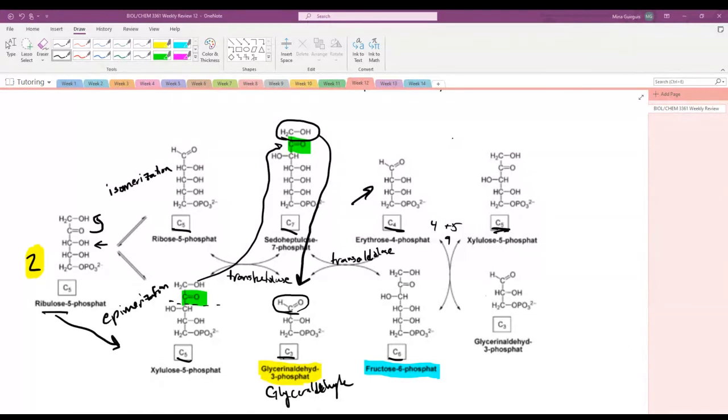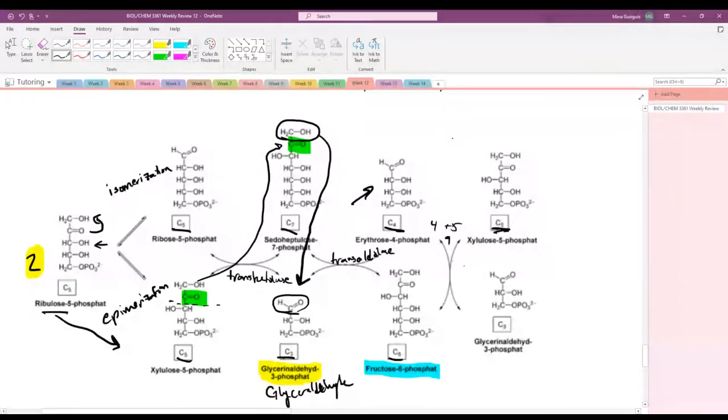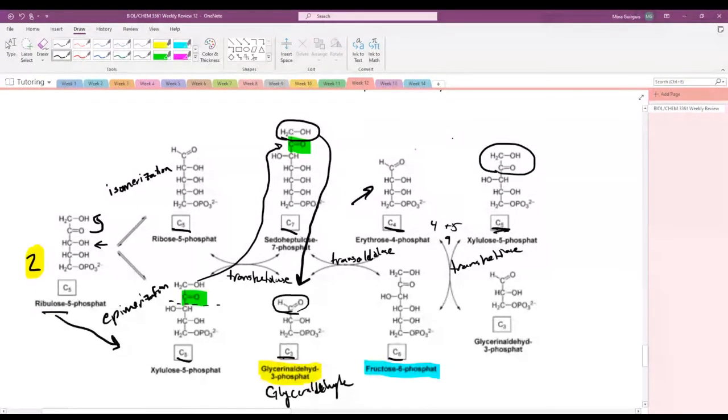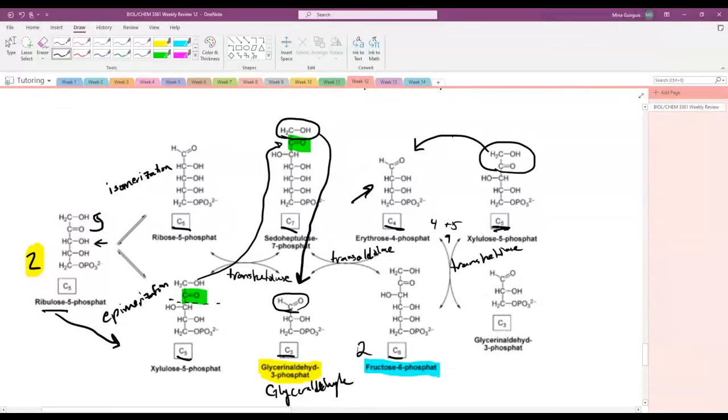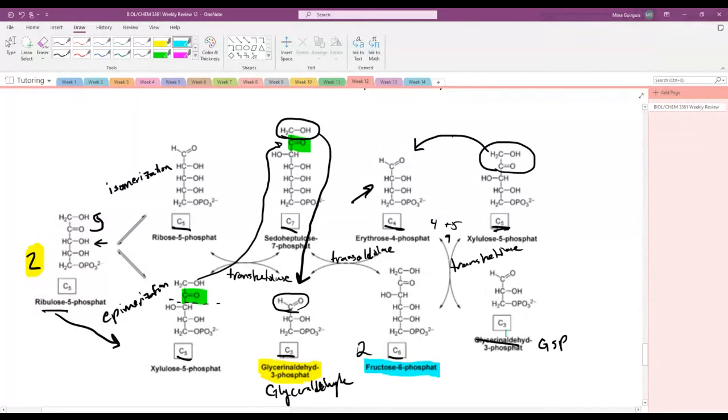Using another transketolase, let me write that down, sorry. Transketolase will transfer, if I'm not mistaken, these two onto here to create a second fructose 6-phosphate and one G3P. And these can go right back into glycolysis. This is fascinating because you can make fructose 6-phosphate and glyceraldehyde 3-phosphate from the pentose phosphate pathway while also making NADPH. But that's not the only thing you can do with this.